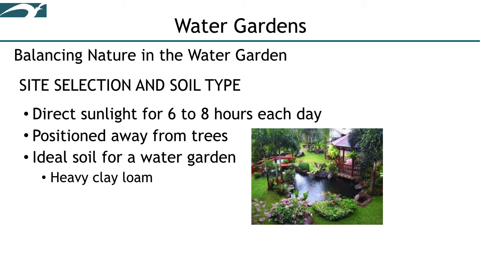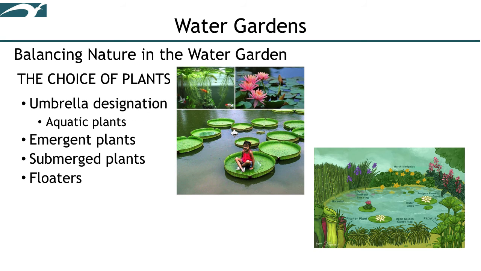Balancing nature in the garden. Site selection and soil types are very important to consider for such a garden. Direct sunlight for 6 to 8 hours each day is required. Position your garden away from trees. You do not want shade or leaves dropping into your garden and clogging it up. Ideal soil for the water gardens should be heavy clay loam.